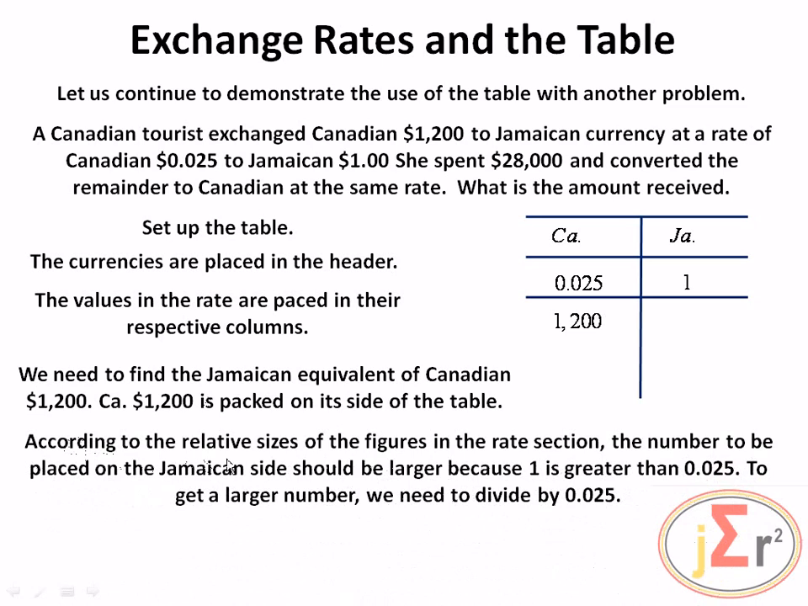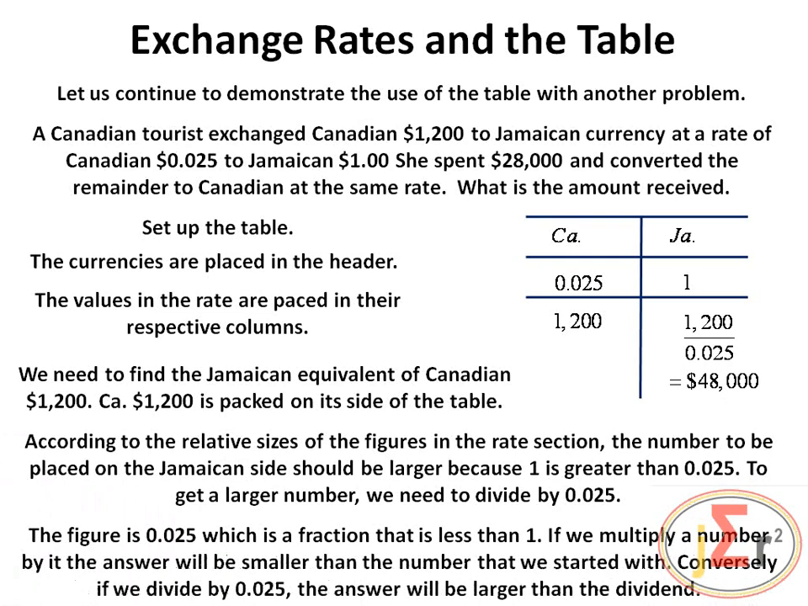According to the relative sizes of the figures in the rate section, the number to be placed on the Jamaican side should be larger because 1 is greater than 0.025. To get a larger number, we need to divide by 0.025. And we are going to get 40,000. So we get 48,000 Jamaican.